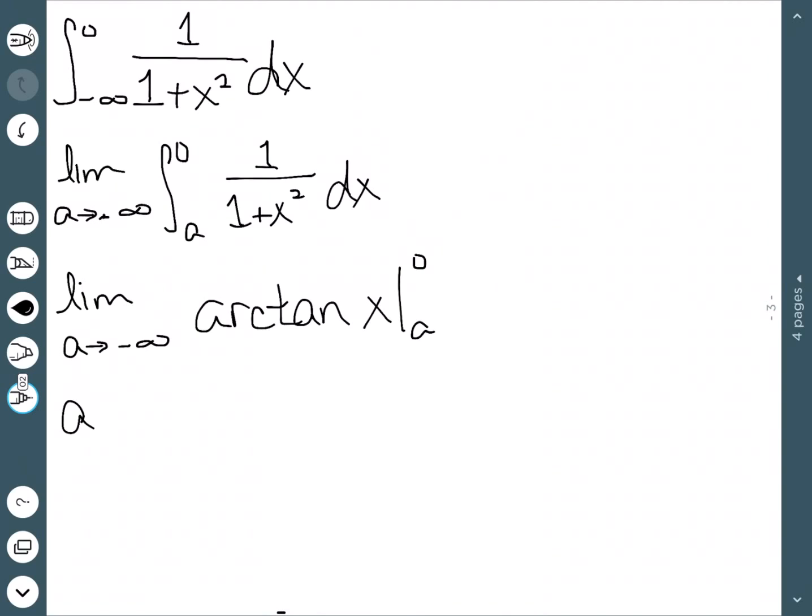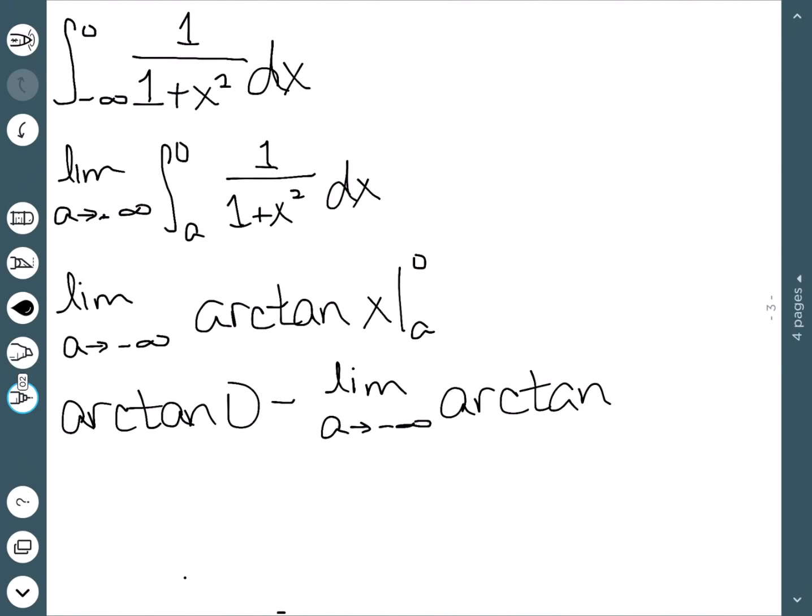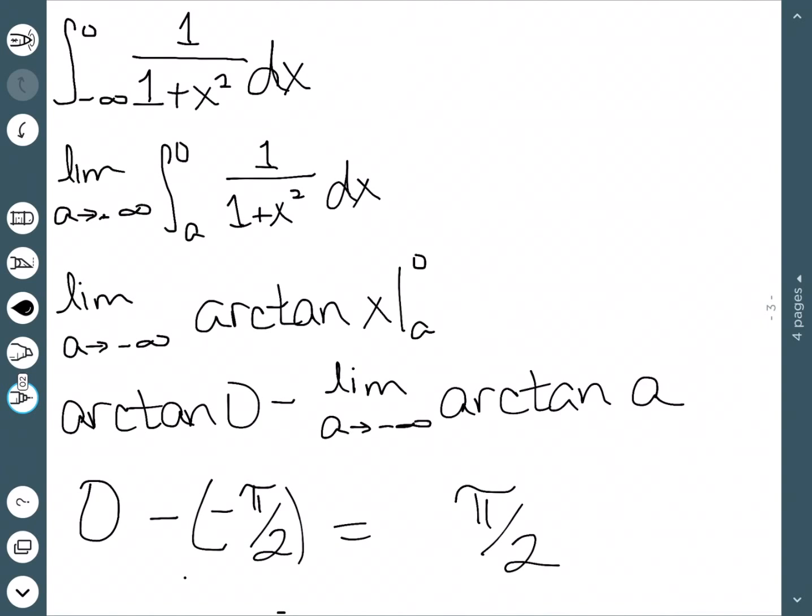So now I have arctan of 0 minus the limit as a goes to negative infinity of arctan of a. Arctan of 0 is 0, and as we go to negative infinity, arctan approaches negative pi over 2, so the final answer here is going to be pi over 2.